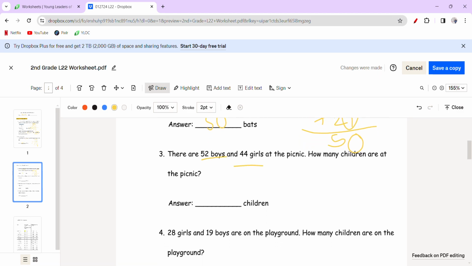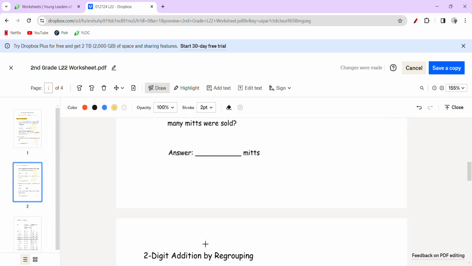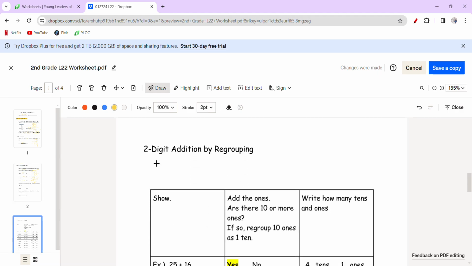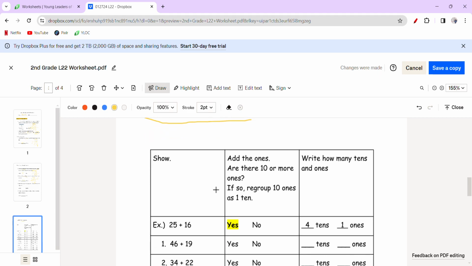52 boys and 44 girls at the picnic. How many children are at the picnic? Okay, simply, we are always adding. 2 plus 4 is 6, so you write 6 here. And then 5 plus 4 is 9, so you'll have 96 children. Pretty simple.